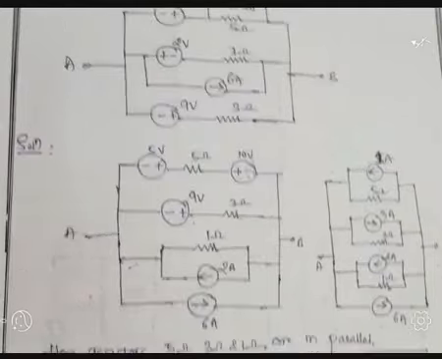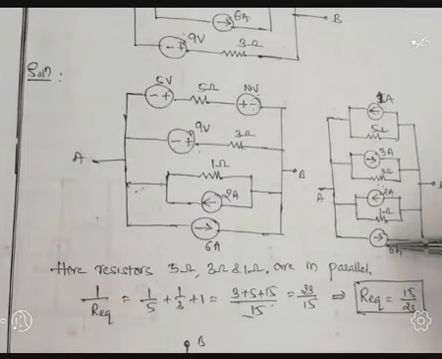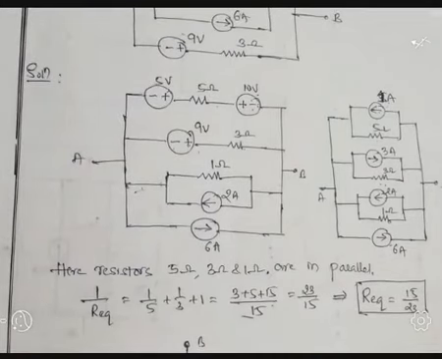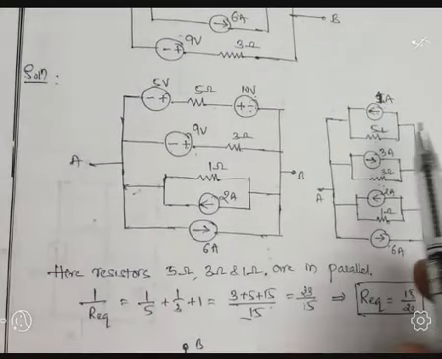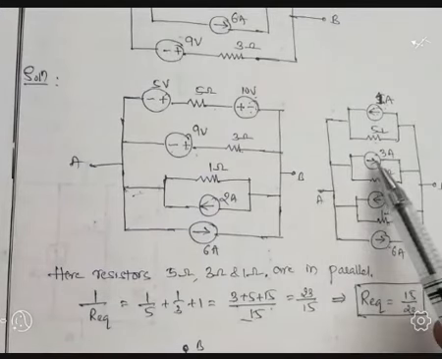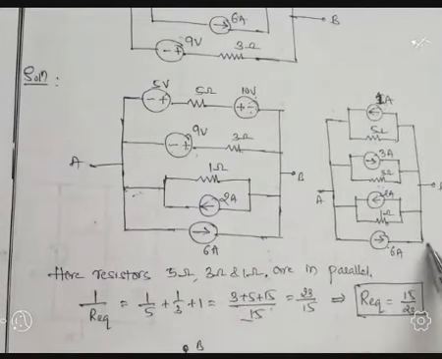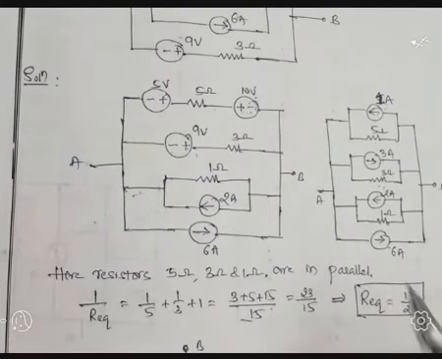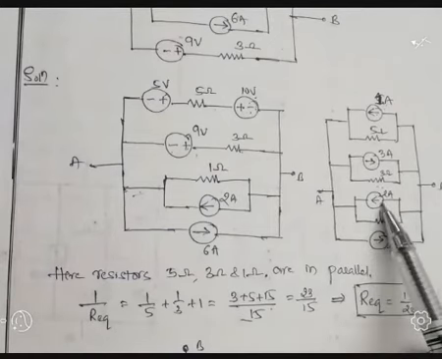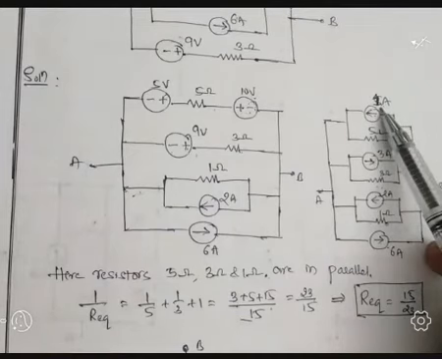Next, here 1, 2, 3, 4. There are 4 current sources present, but having different directions. So let us simplify by adding. One is moving left side, and 3 is moving right side, and 2 is moving left side, 6 is moving right side. Maximum value is 6, so I will consider this one as a reference. So 6 minus 2, 4, plus 3, 7, minus 1, 6. So how much are you getting? 6 amperes.